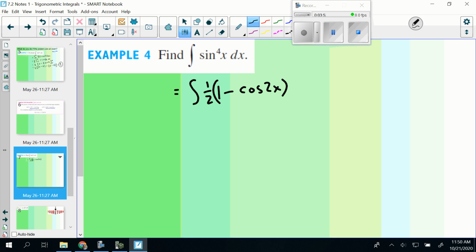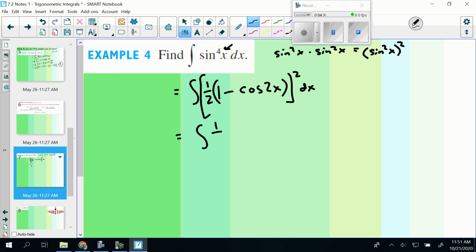However, here we have sine to the 4th, which means we have 2 of these. It's like sine squared times another sine squared, or we could also think of that as sine squared, squared. So we have to take this and square all that for this integral. So doing that, what that's going to end up being is we have 1/2 squared. 1/2 times 1/2 is going to be 1/4.